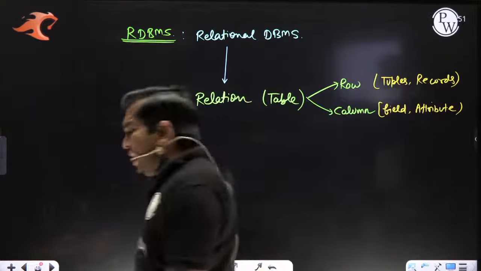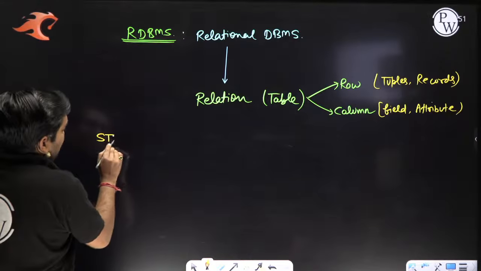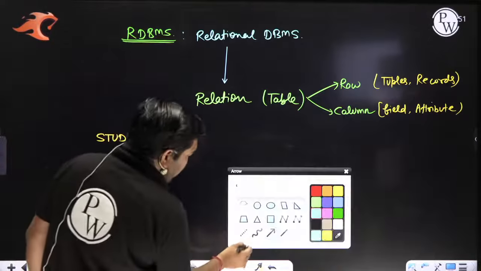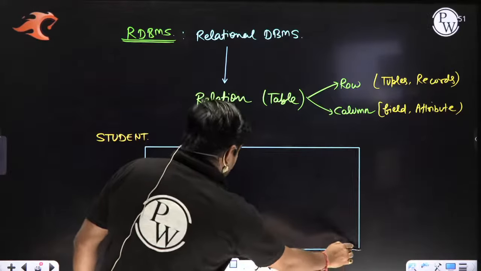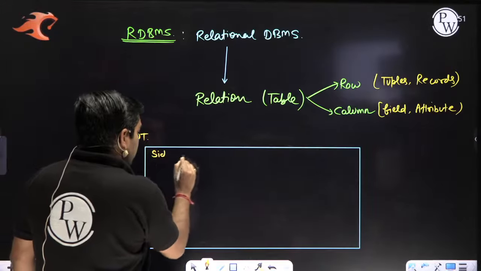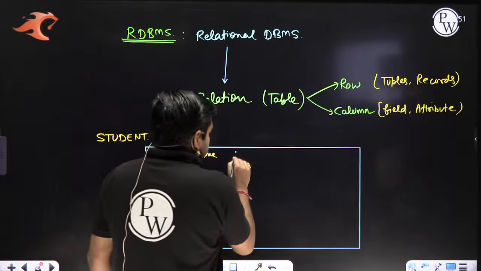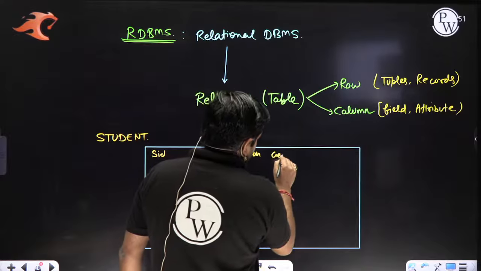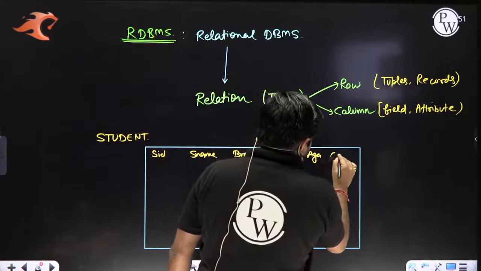For example, I am taking one database, the student database. Just put your pen down and keep patience for 2-3 minutes. We have student ID, name, branch, gender, age.